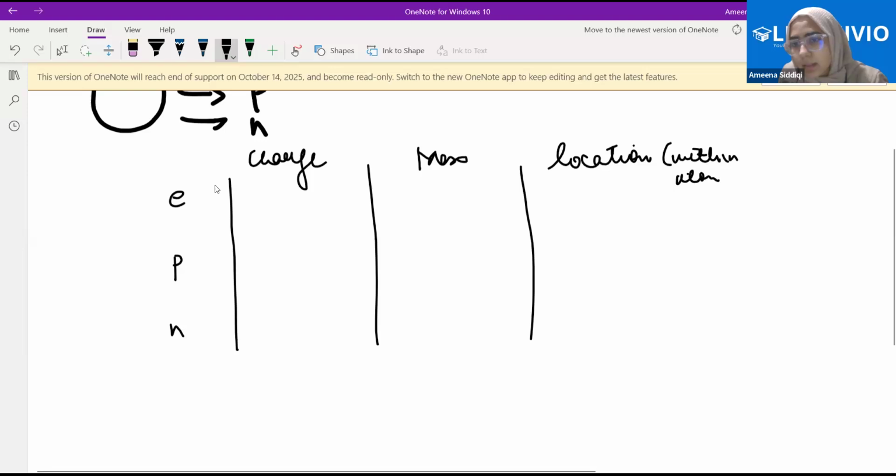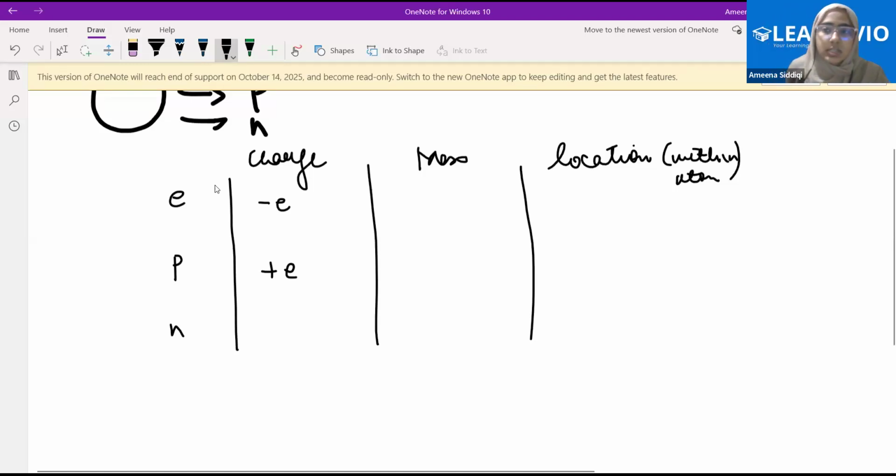Location within the atom, right? The electron has a charge of minus e. We will discuss what the value of e is, but e here refers to the elementary charge. So there's some specific value. One electron has minus e charge, whereas the proton has plus e charge. That is the positive of the elementary charge.